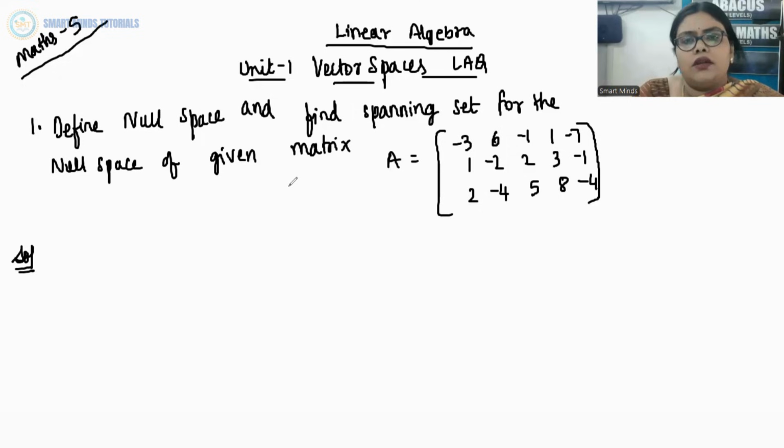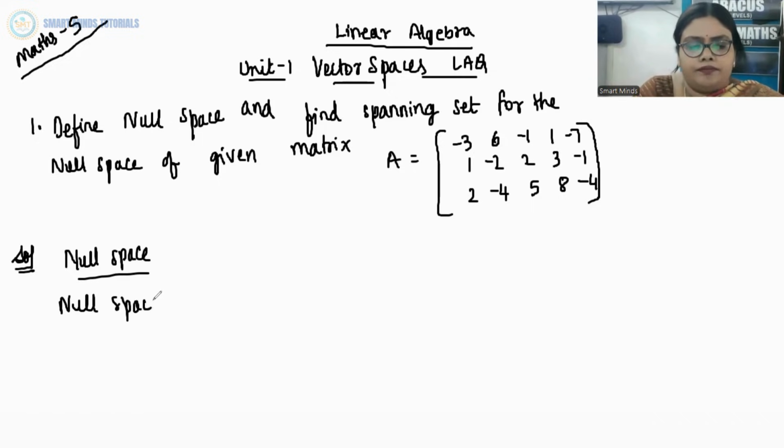So let us get started with linear algebra, unit 1, vector spaces, LAQ. The first important question is: define null space and find a spanning set for the null space of the given matrix. A matrix is given. It is a 3 by 5 matrix. So first let us define what is null space.